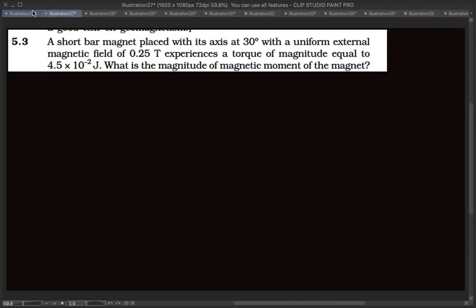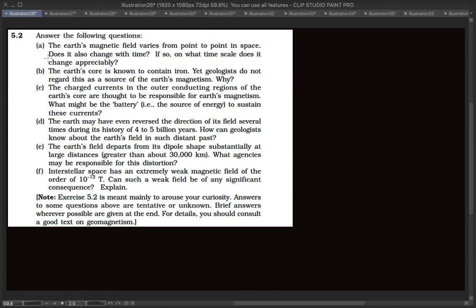Next thing is that let's say we are doing 5.2. The Earth's magnetic field varies from point to point in space. Does it also change with time? Yes, it has taken a billion years.